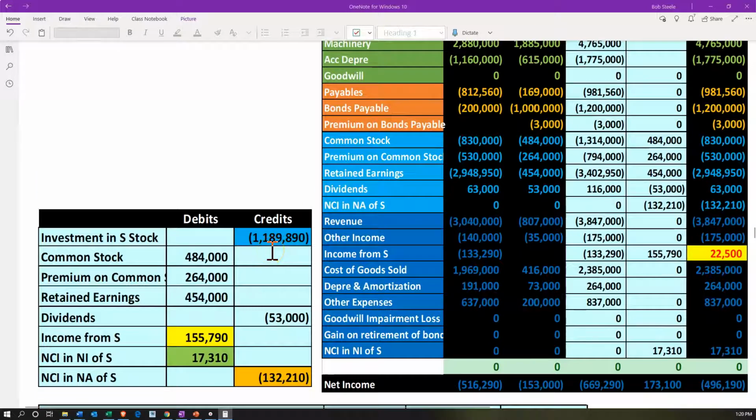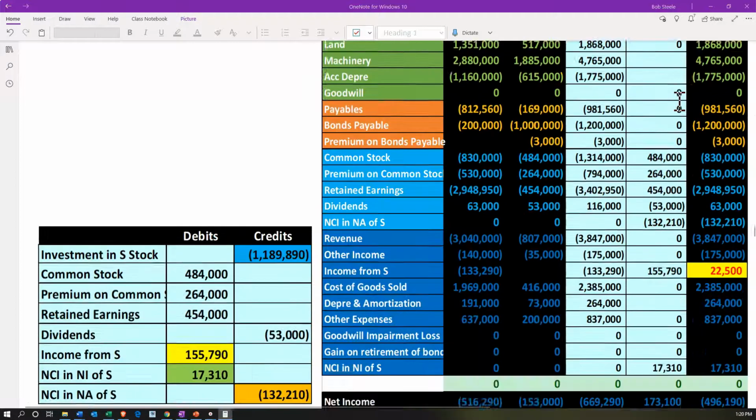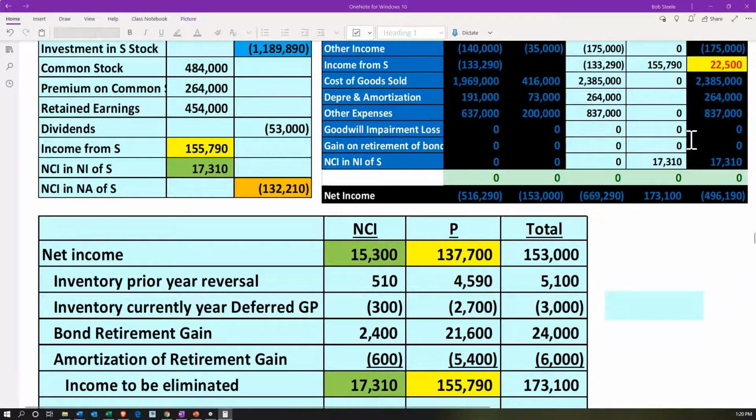If we post this up into the investment area, investment in stock, still not down to zero as we expect it to be at the end of the day, but we will get there hopefully. And then the investment from S is posted here. Again, we're not to zero yet, but that's okay. Then we have the non-controlling interest down below, 17,310, and the non-controlling interest in NA in this item on our trial balance here.